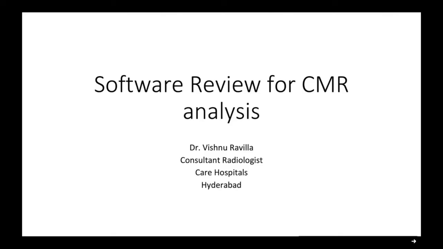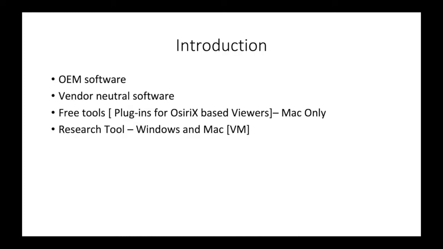In this video, we will discuss various software options available for analyzing cardiac MRI data. Various OEM software provided by the scanner manufacturers like Siemens, GE, or Philips, and then we'll discuss vendor neutral software, namely Circle CVI42, as well as various free tools available as plugins for Osirix based viewers like Osirix Lite, Osirix MD, or Horos, which can be used on Mac. We also discuss how a research tool, namely Segment, can be used to analyze the CMR data.